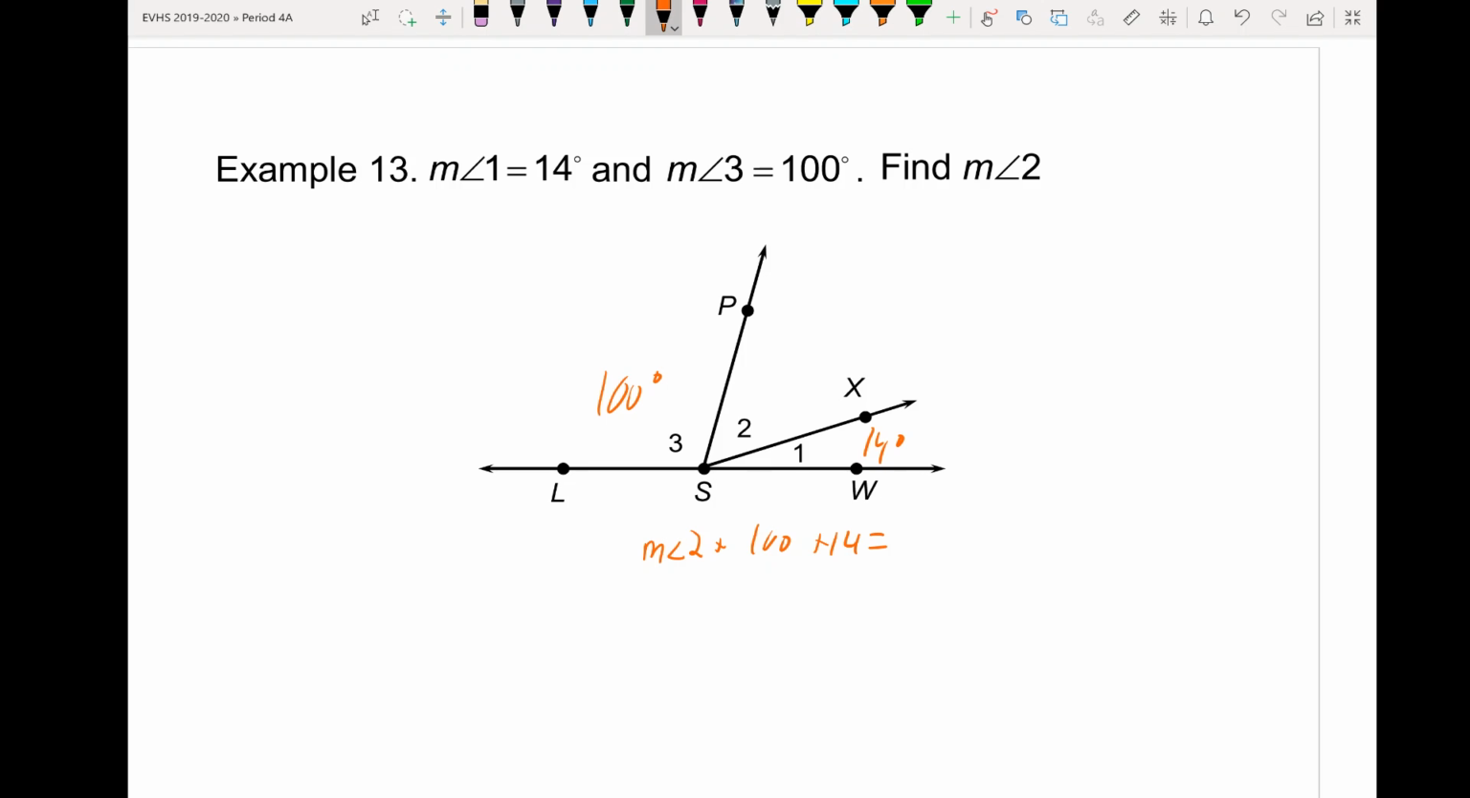Okay, so the answer that one of my students gave me was add 100 plus 14 and subtract that from 180. While it is technically mathematically correct, I'm going to get you guys used to writing out the algebraic equation at the beginning, because it's not always going to be that easy. We need to practice writing those equations out. So the measure of angle 2 plus 114 equals 180. Then subtract 114, which gives me the measure of angle 2 is equal to 66.